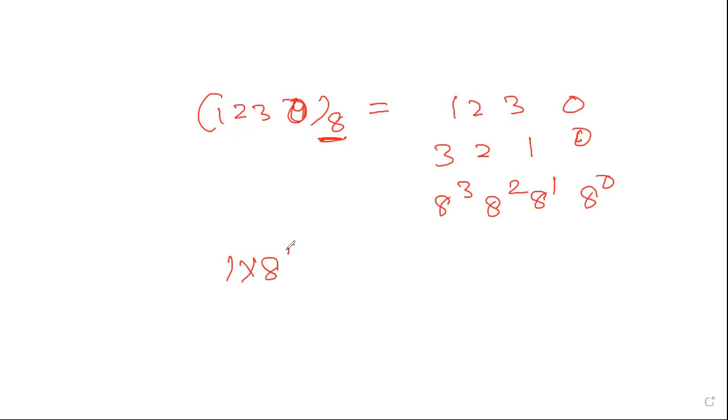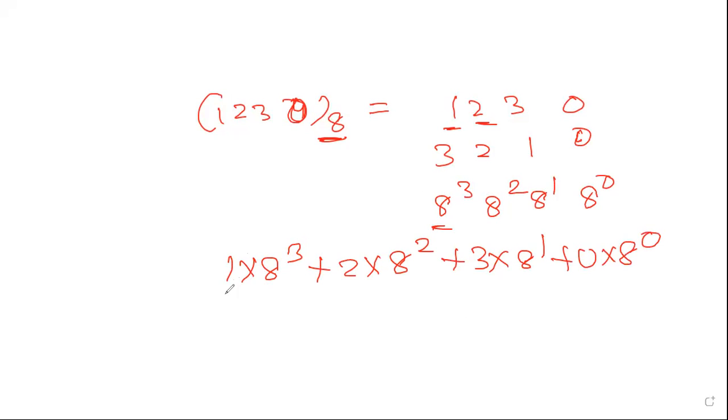1 into 8 to the power of 3, multiply and add, 2 into 8 to the power of 2, 3 into 8 to the power of 1 plus 0 into 8 to the power of 0. 8 to the power of 3 is 512, 64 into 2 is 128, 24. Add all of them and get the final number in decimal.